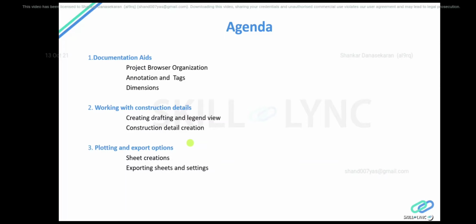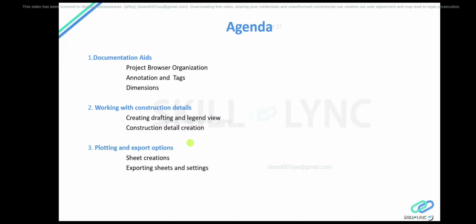The session is divided into 3 parts. In the first part, we'll cover documentation aids. There we will arrange project browser organization, and then we'll add annotations, tags, dimensions, etc. In the second part, we will create a drafting view, legend view, and the detailed construction view. In the third part, we will create a sheet and a sheet template.